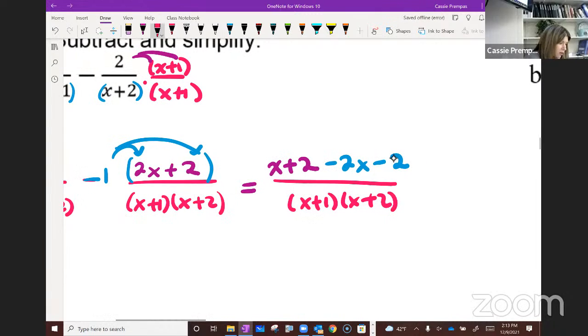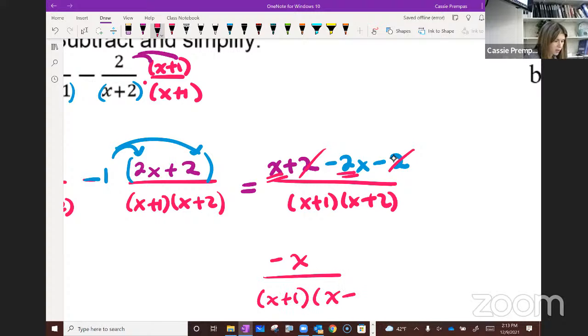And now I'll combine like terms. x plus negative 2x gives me negative x. What's 2 plus negative 2? 0, and then I have my answer: negative x over x plus 1 times x plus 2.